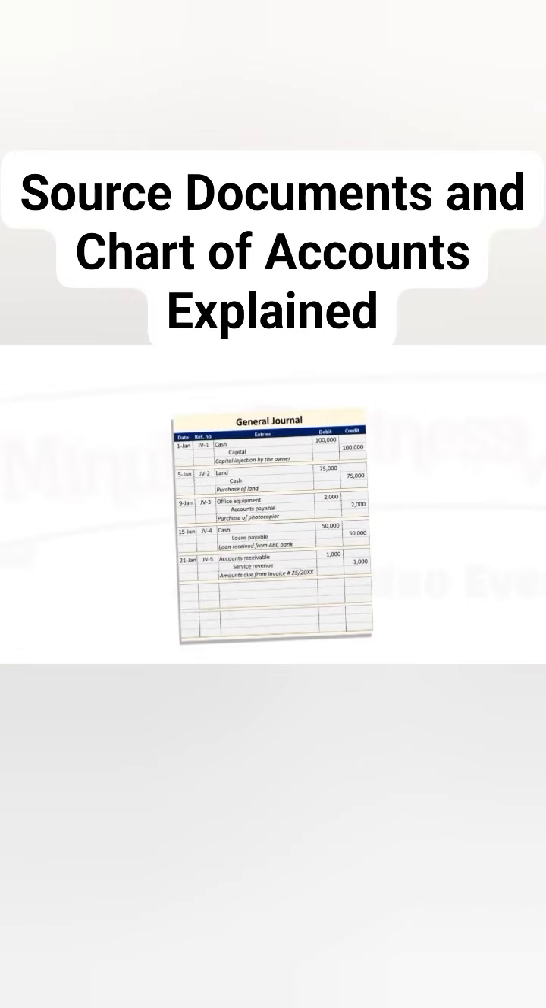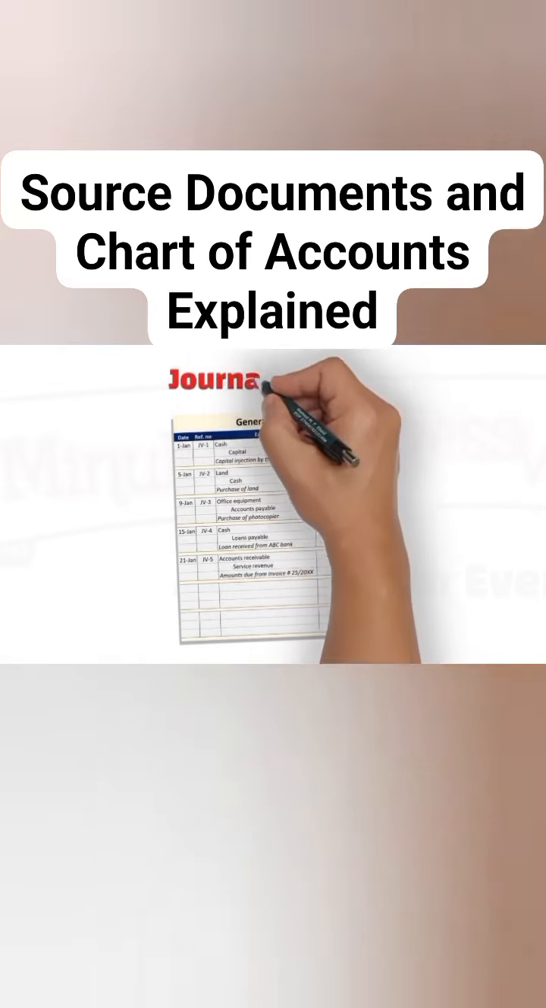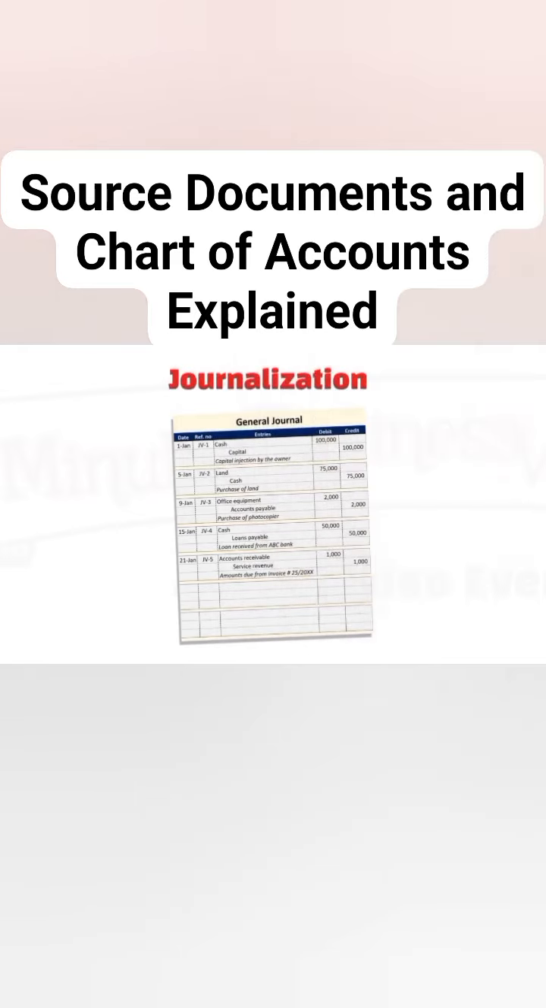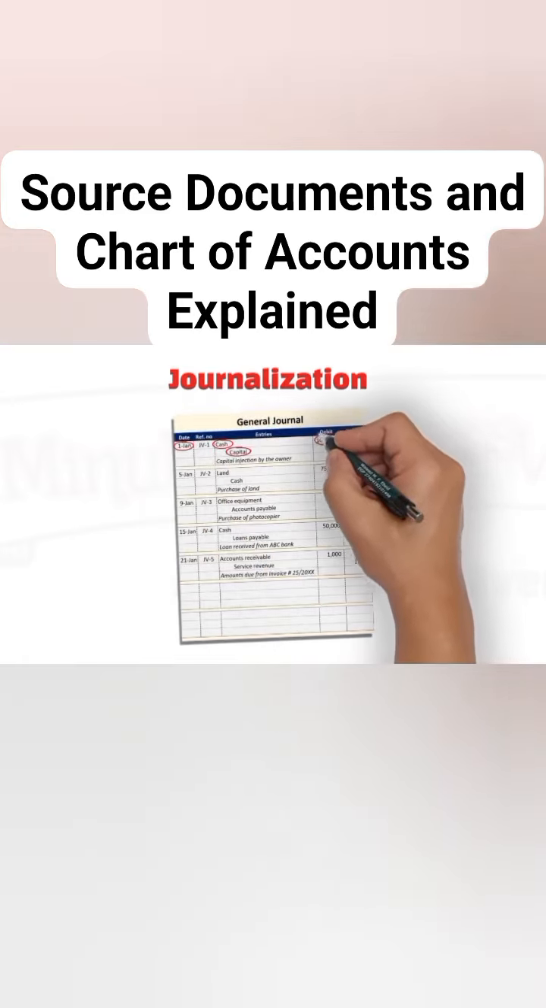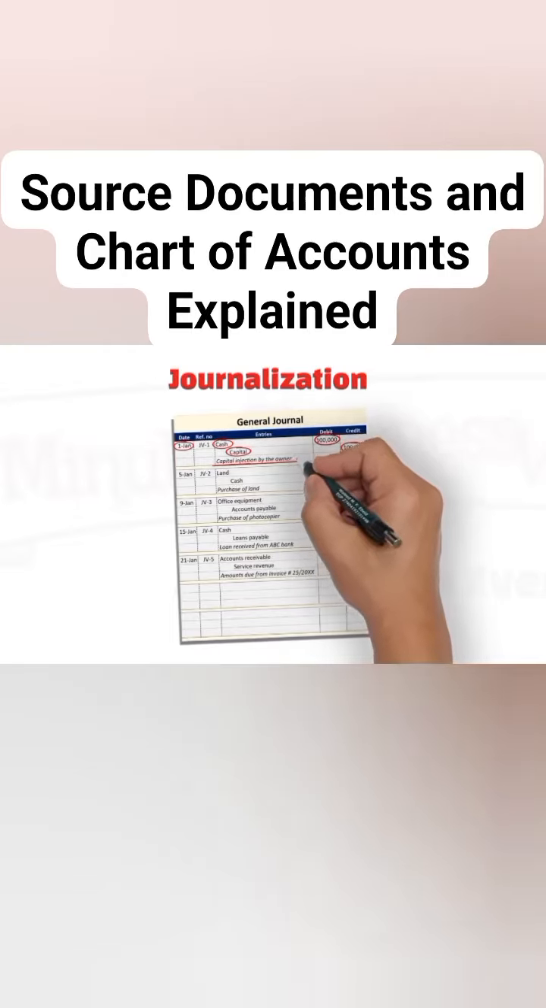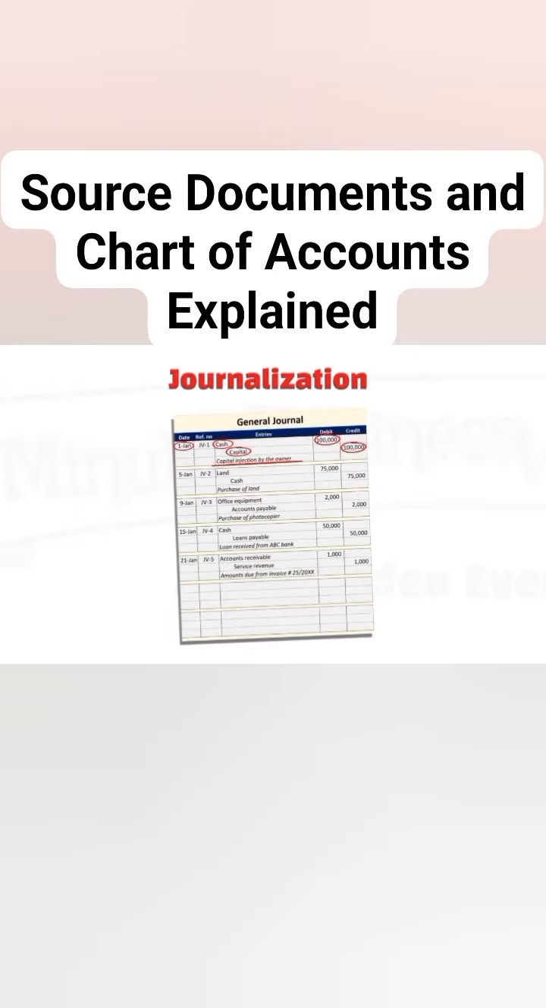Accountants record the transactions in journals like this one here, and that step is known as journalization. A journal is a detailed record of all the financial transactions of the business. It shows the date of the transactions, the accounts affected by the transactions and by what amounts, along with a brief description of the transaction.